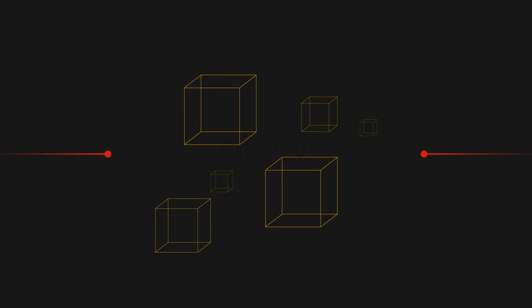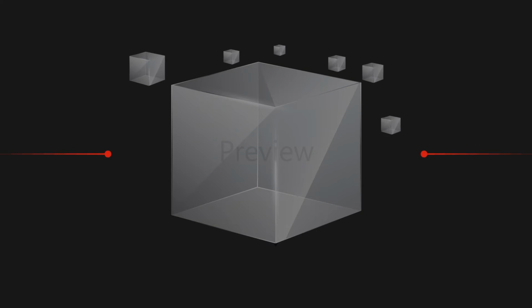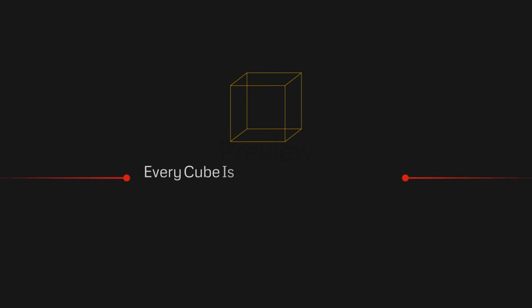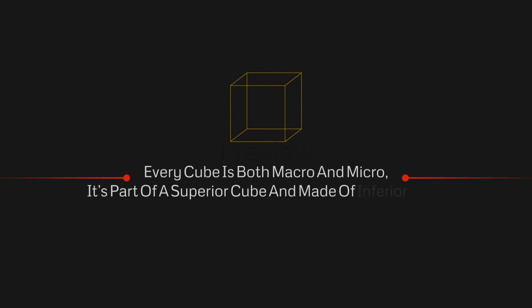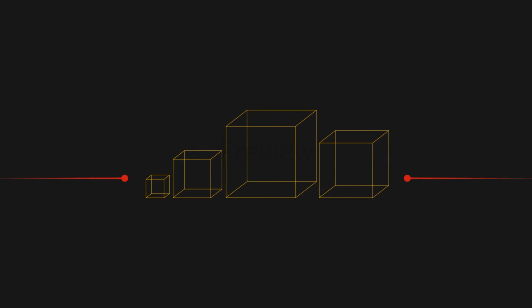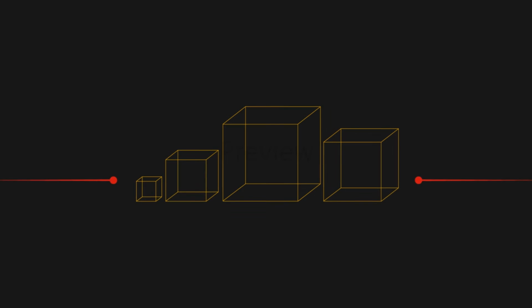Calculus model. Reality is one big tridimensional fractal, and using cubes we can replicate that fractal reality. A cube can be derived into inferior or microcubes, or integrated into superior or macrocubes. Every cube is both macro and micro. It's part of a superior cube and made of inferior ones. Just like in a family, a father is also a son and a mother is also a daughter.